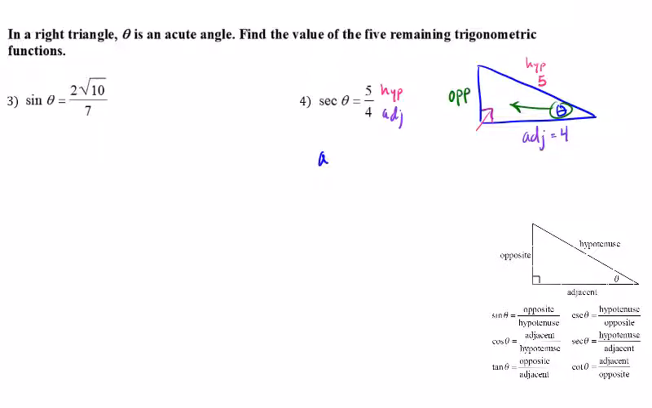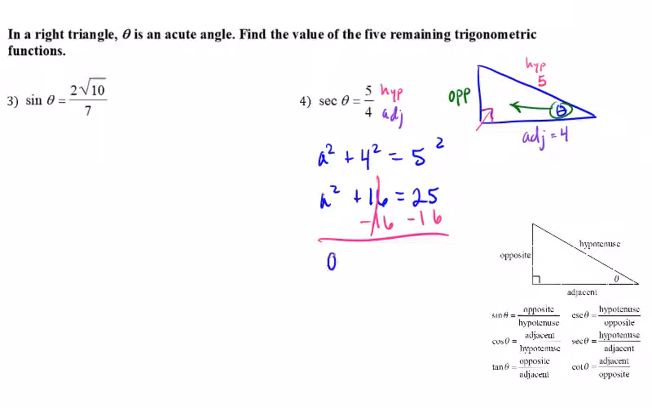So I'm going to let opposite be a, so it'll be a squared plus, I'll use this as b, so 4 squared equals hypotenuse squared. Okay, and so now a squared plus 16 equals 25. Then we're going to subtract 16 from both sides. So we get a squared equals 9. Then we take the square root of a squared, and we get 3. Okay, so opposite equals 3.